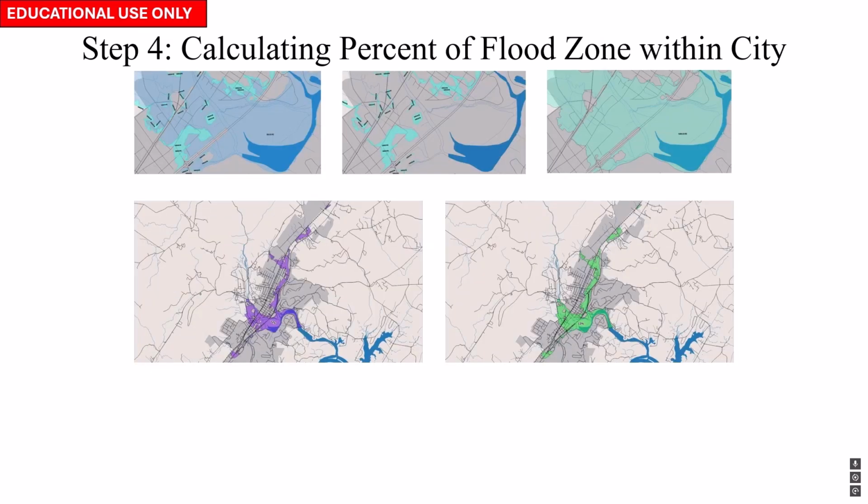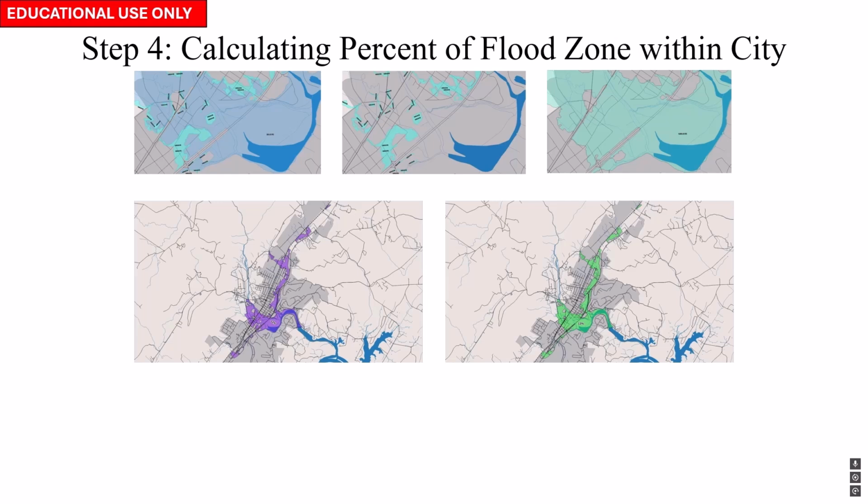So in step 4, I needed to calculate the percentage of the flood zone within the city boundaries. So I had to make a slight assumption here that the top left showcases the 1% annual flood zone, as well as the 0.2% chance annual flood zone. The middle top image only showcases the difference of the 0.2% chance annual flood zone that FEMA created.